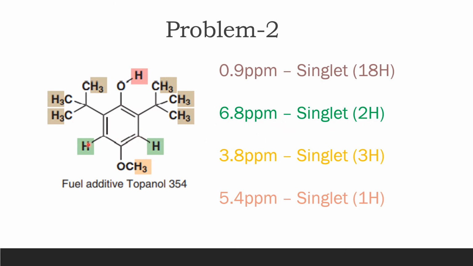Then 2 hydrogens are there. And this CH3, which is attached to the oxygen, comes around 3.8, singlet, and 3 hydrogens are there. And only 1 hydrogen is directly attached to the oxygen, so 5.4. Here it is attached to carbon and then oxygen, so it is 3.8. Directly attached to the oxygen, it is 5.4 ppm, singlet, and 1 hydrogen.